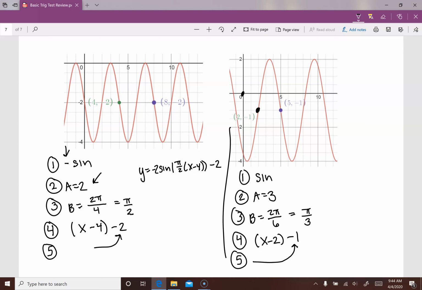All right, let's write our final answer. This is going to be y equals a positive 3 sine, and then we've got our pi over 3, and then x minus 2. Close that parentheses. And then we've got -1. All right, looking good.